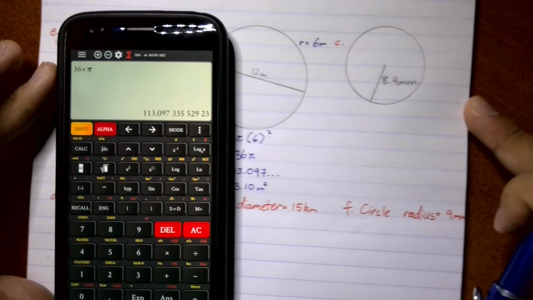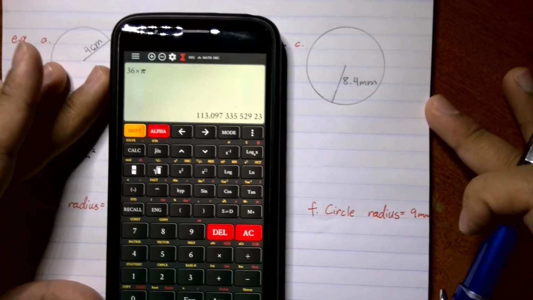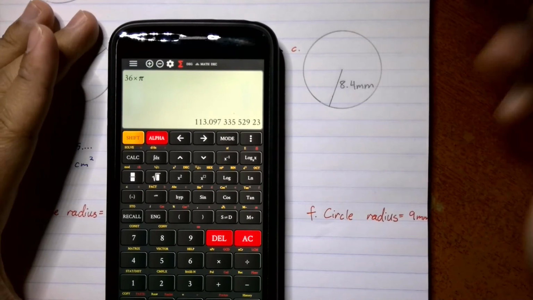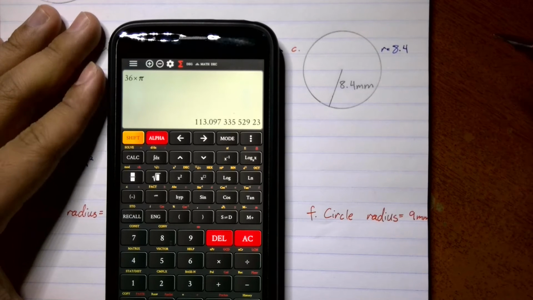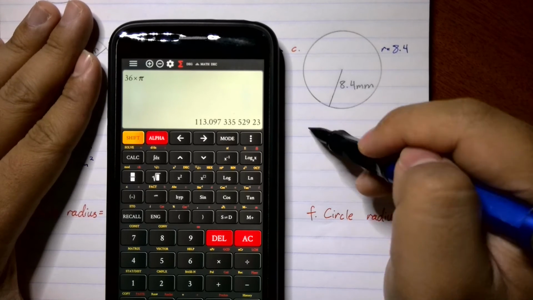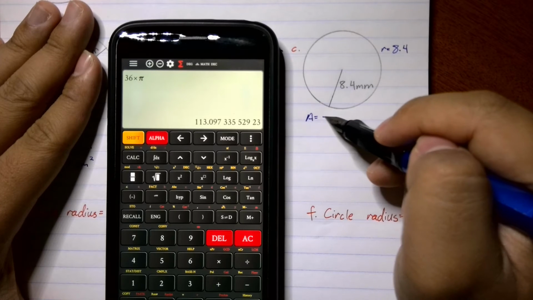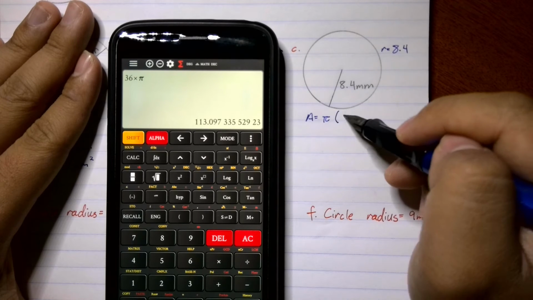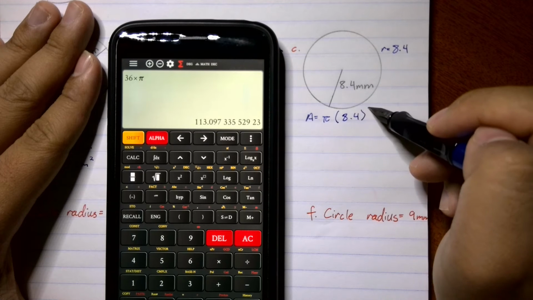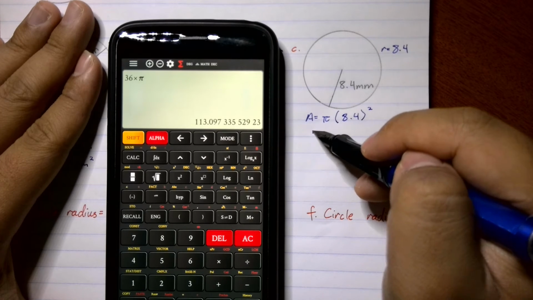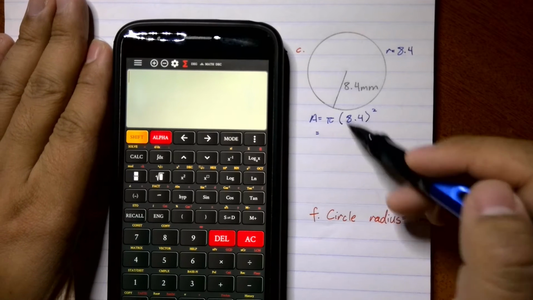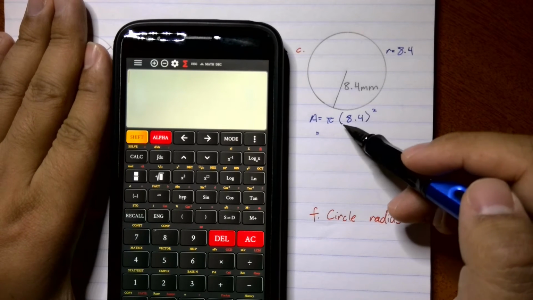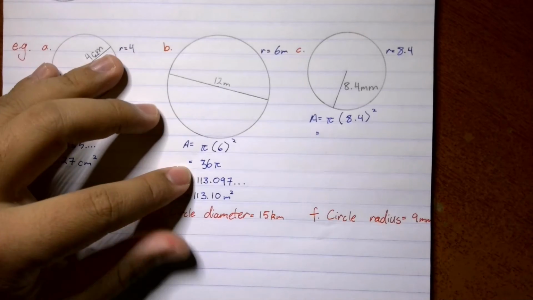One more example here. Once again, we're given the radius, so radius is equal to 8.4. Using that value, A equals pi times 8.4 squared. Now, this time, I'm just going to show you that you don't need to take the step that I showed here, this exact form.